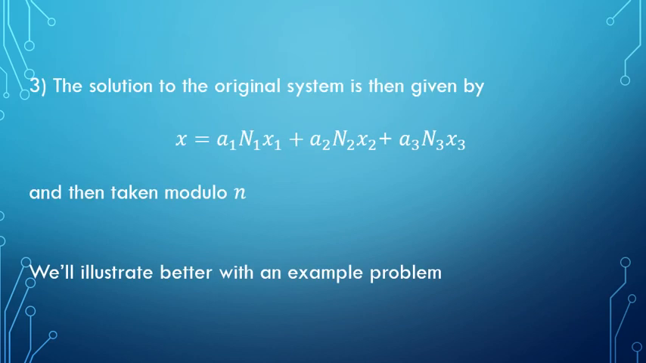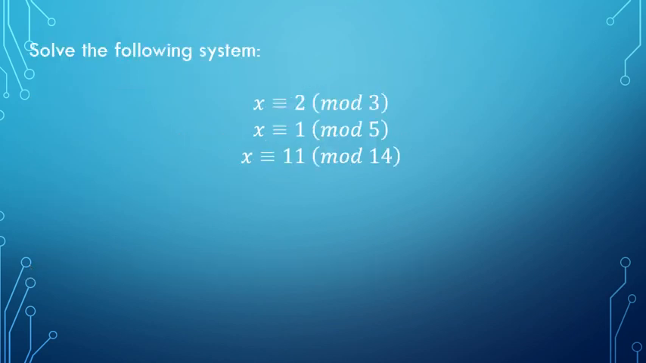But this is very complicated and a bit confusing in just words. Let's go through some sample problems. Let's see how we actually use this process. So here's the first system that we're going to solve. x has to be congruent to 2 mod 3. It has to be congruent to 1 mod 5. And it has to be congruent to 11 mod 14.